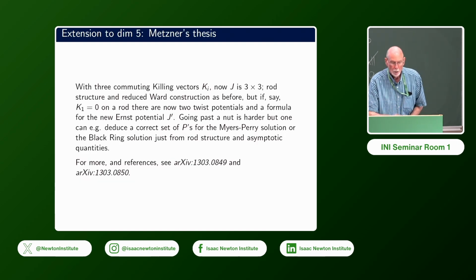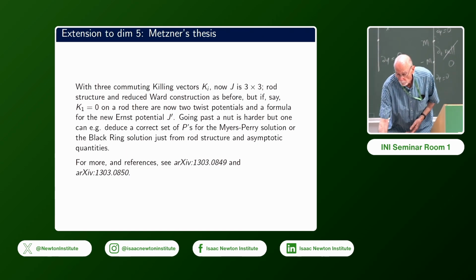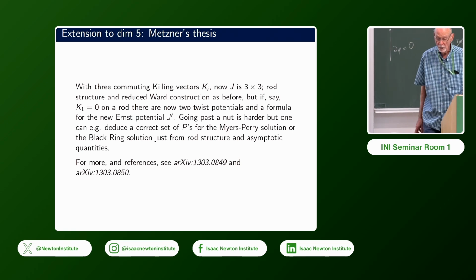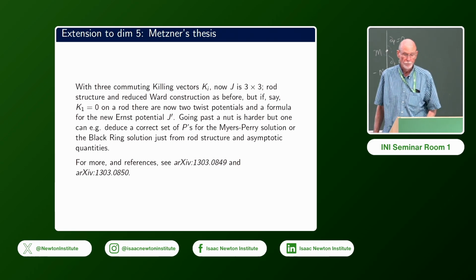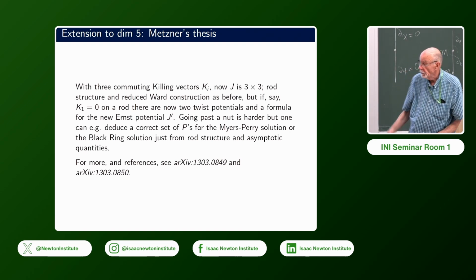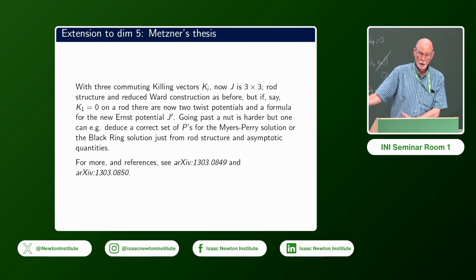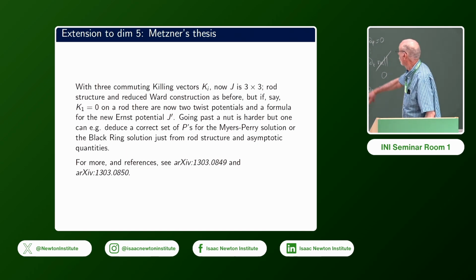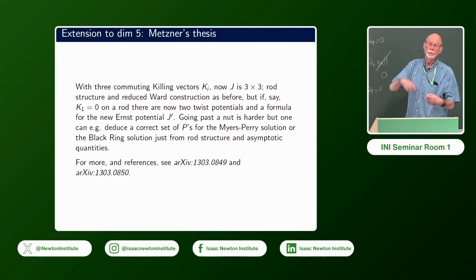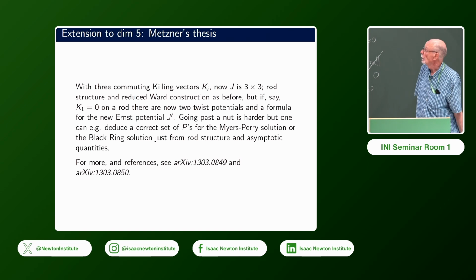I've got 2 minutes. You can extend, I've been doing it for 4, but a little while ago, Lionel and I had a student in Oxford who was doing it for 5. So the idea is 3 killing vectors, all commuting, and then the J matrix is 3 by 3. But rod structure, wall construction, that all goes chugging through as before. If you're on a rod, 1 killing vector is 0. You've got the other 2 killing vectors, so you've got 2 scalar twist potentials and another formula for the J prime. Going past the nut, well, it's a bit harder, but you can do it.